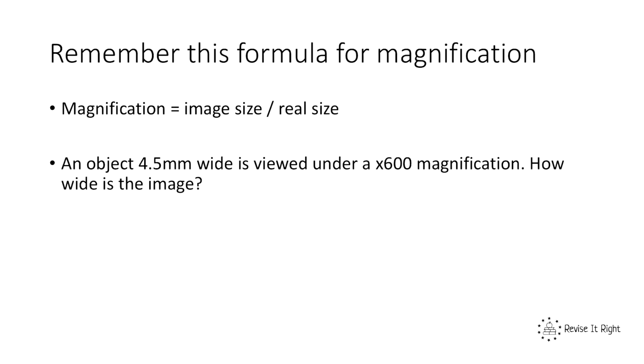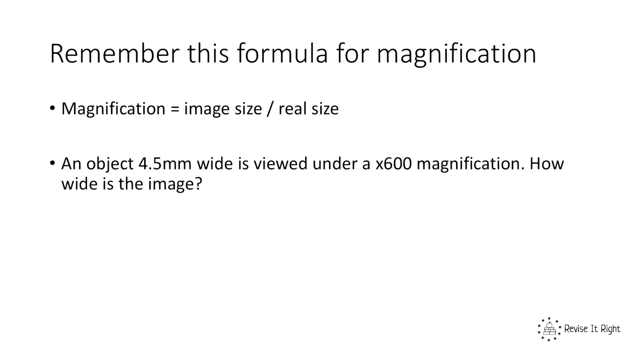So you may be asked to work out magnification or image size or real size when you're given some different values. So we need to remember this equation. Magnification equals image size divided by real size. Now the image size is obviously the size produced from the microscope, and the real size is the real size of whatever it is you're looking at. So let's go through this worked example.